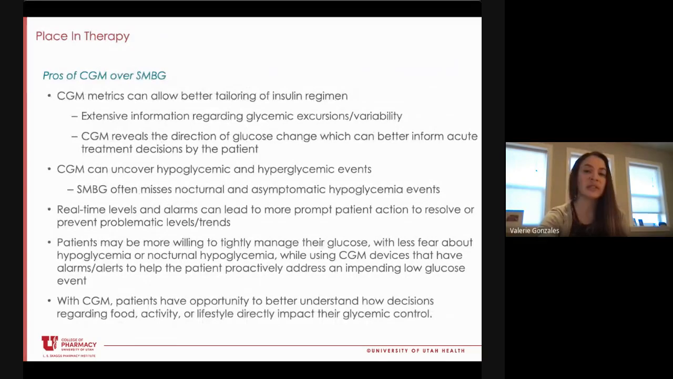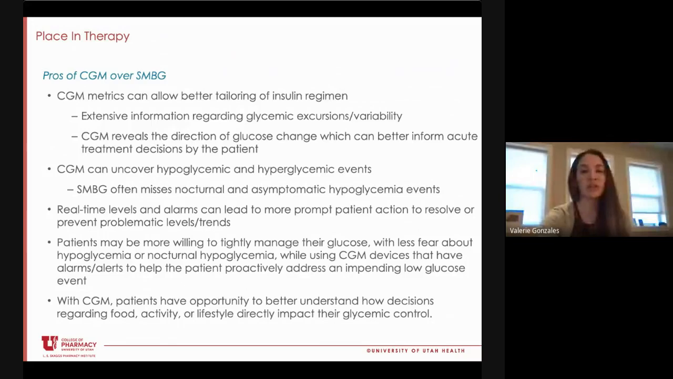Compared to dispersed SMBG data, the granularity of CGM data can allow better tailoring of insulin dosing, since glucose trends and excursions can be seen more fully relative to medication dosing, the time of day, or other patient-specific factors that can affect blood glucose fluctuations. CGM is also useful for revealing unrecognized or non-symptomatic hypoglycemic and hyperglycemic events.